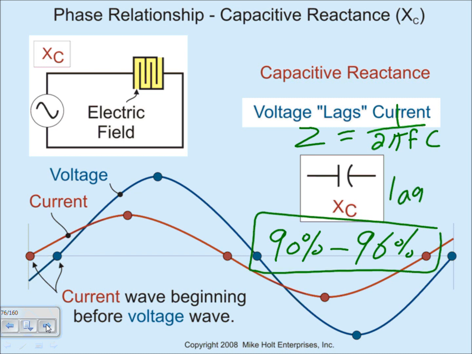Lagging. That's perfect for us. If you can maintain your system between 90 and 96%, that's okay. That's perfect. You don't want to lead. Leading is not a good idea.